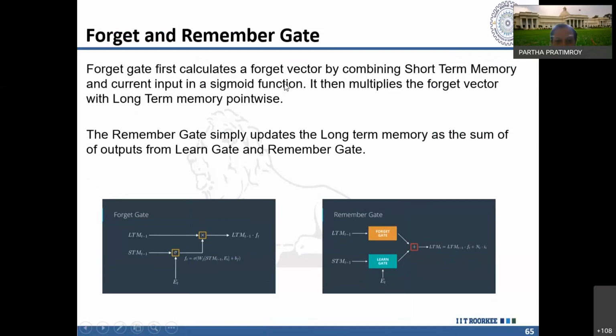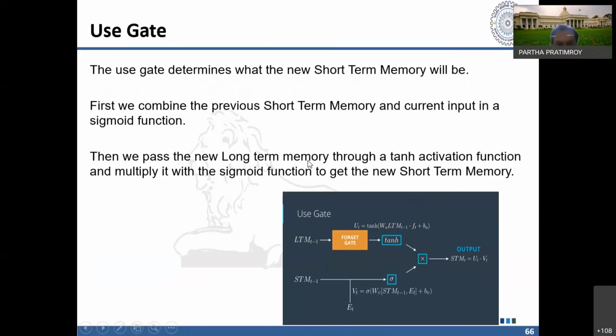Okay, so the forget gate first calculates a forget vector by combining short-term memory and current input in a sigmoid function. It then multiplies by the forget vector. The remember gate simply updates the long-term memory as the sum of outputs from the learn gate and forget. And the use gates are actually this information. Okay, so I'm just saying that you should also remember, but you do not need to understand all this detail. These are a little complex. Okay, so this gate information, how these are processed, but all are actually using the previous state information.